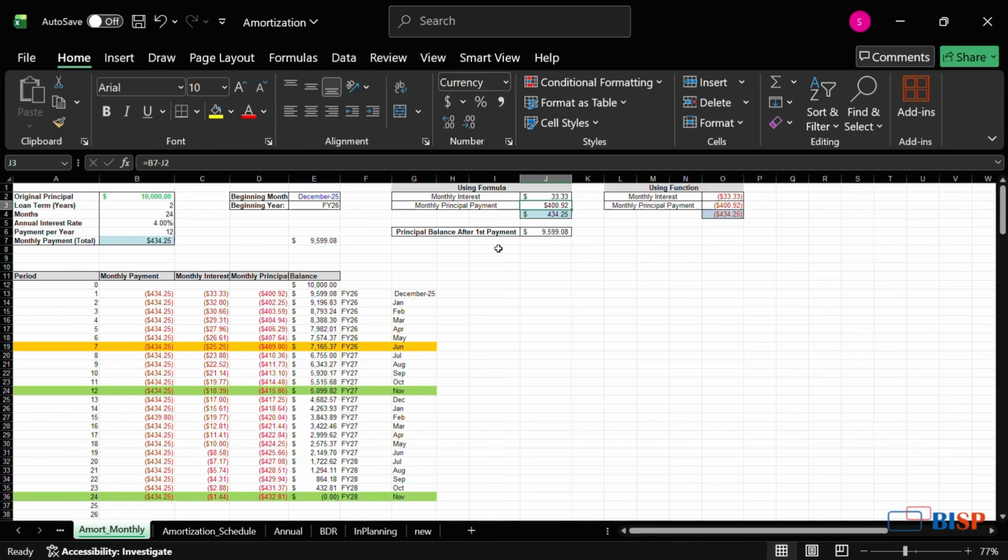Balance formula: outstanding balance minus principal repayment equals the new balance. So 10,000 minus 400.92 equals 9,599.08. This becomes the opening balance for the next month.